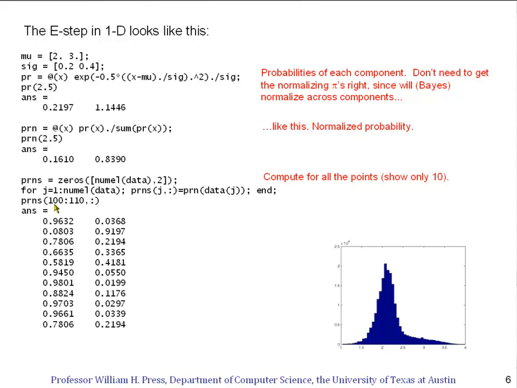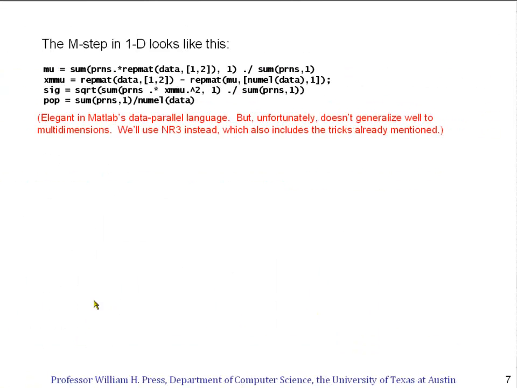Here I'm just going to show you a list of 10 data points from 100 to 110, and you see they vary all over the place. Here's a data point that has a 96% chance of being in the left component and a 3% chance of being in the right component. Here's one that's the other way around. It's dominantly in the right component and only a small probability in the left component, and so on. So that's the E step.